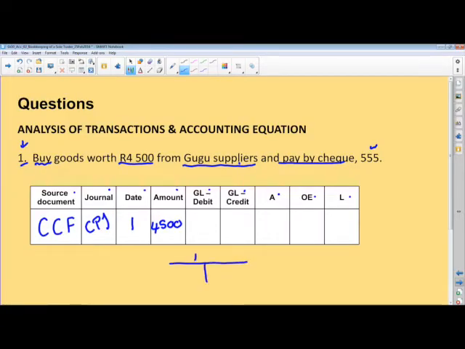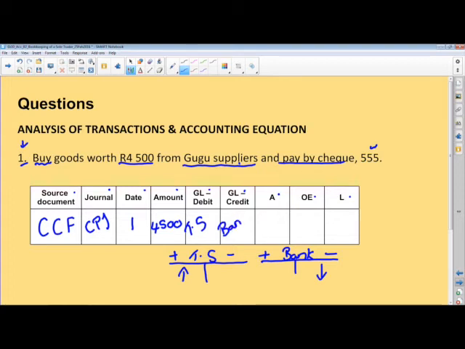Remember, trading stock, I'm going to abbreviate it, but please don't abbreviate in your papers. Trading stock, we are buying more and more. It will go up on the debit, and then we are using cash. And cash will also be an asset, and the asset will also be plus minus. And what is happening with my money? My money is going down on the credit, right? Because I'm using money to buy stock. So therefore, your general ledger debit will be trading stock, and your bank will be credited.